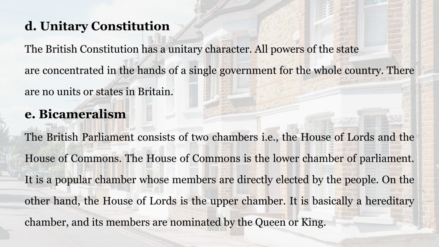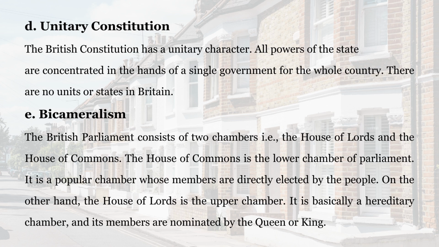D. Unitary Constitution. The British Constitution has a unitary character. All powers of the state are concentrated in the hands of a single government for the whole country. There are no units or states in Britain.